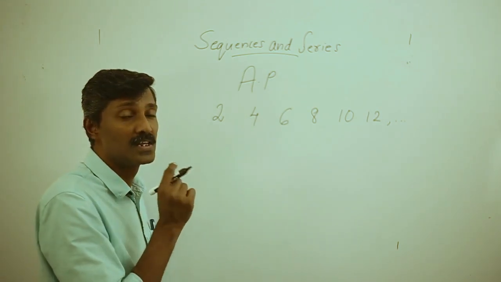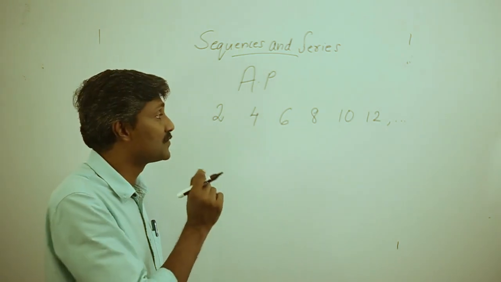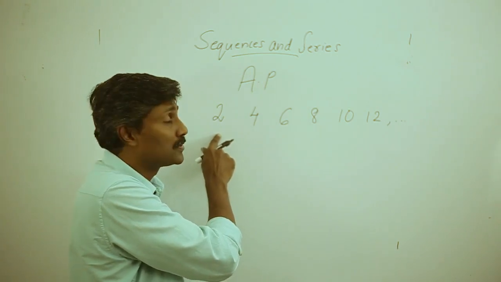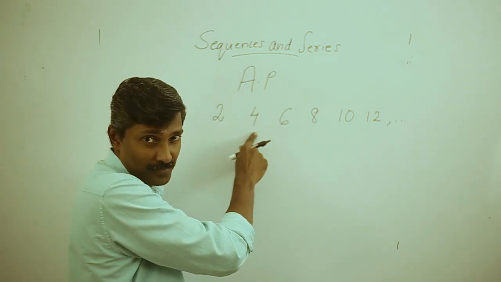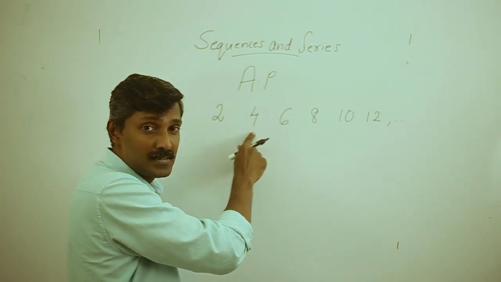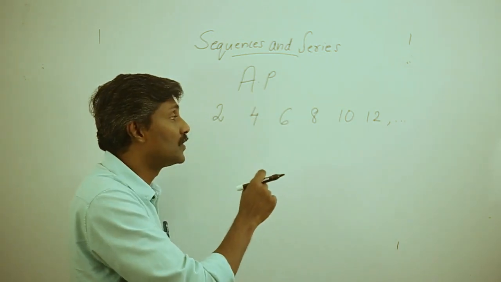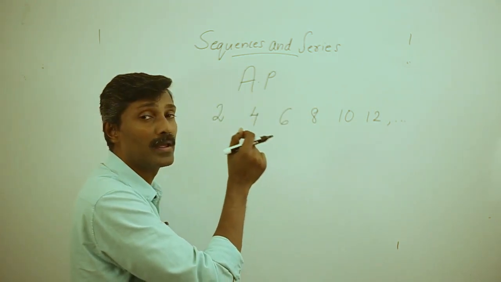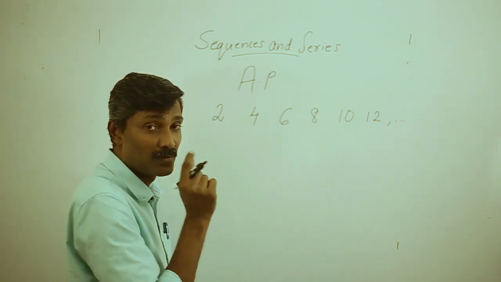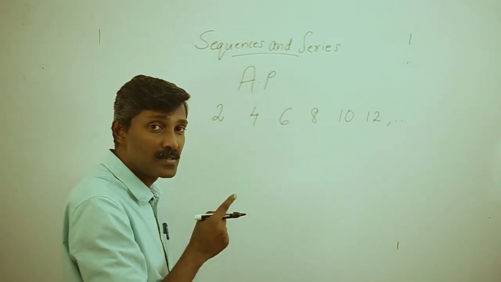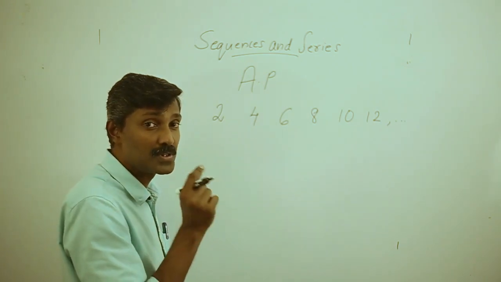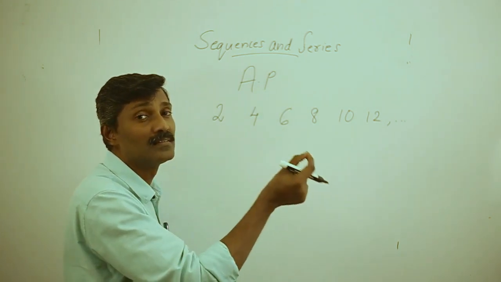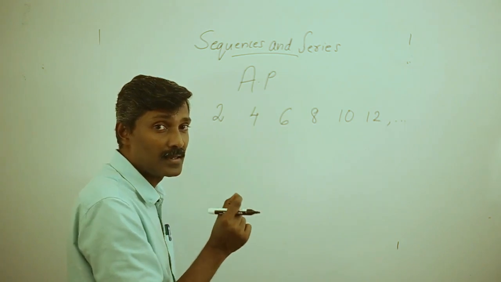Definitely this sequence follows a particular pattern, as it is very clearly seen from what is written here. When you add 2 to the first term, you get the second term. When you add 2 again to the second term, you get the third term. When you add 2 again to the third term, you get the fourth term, and every term you get by adding 2 to the previous term, right? Such a sequence is called an arithmetic progression because you're adding a constant number to the previous number to get the next number. Clear? That is an arithmetic progression.